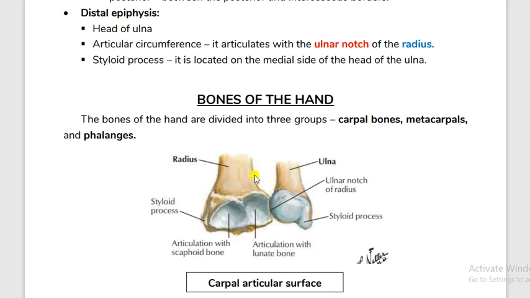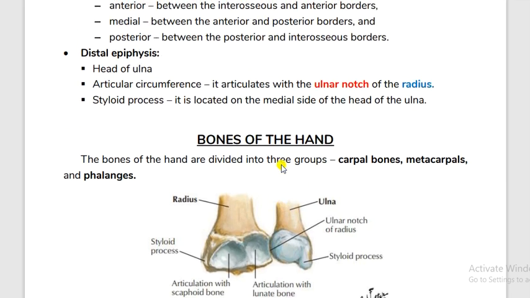And then there is a styloid process. This is the styloid process here, which is located on the medial side of the head of the ulna. So this is the styloid process here. This is the head, which has an articular circumference, and there's also the styloid process. So these are the parts of the distal epiphysis of the ulna.